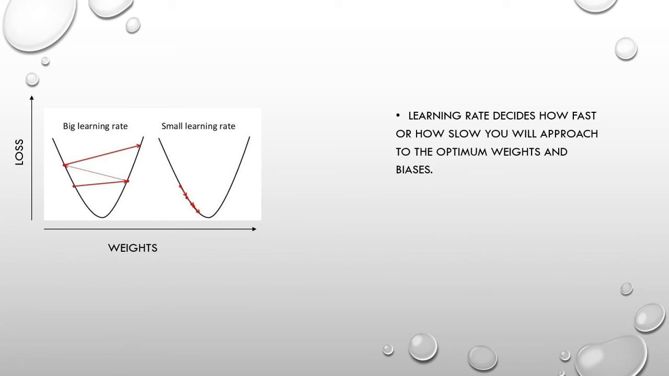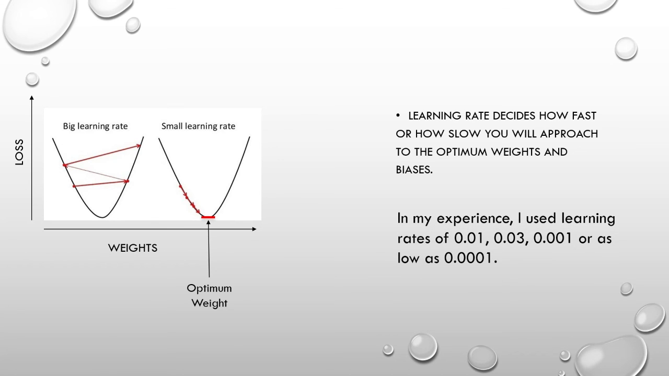Learning rate decides how fast or how slow you will approach the optimum weights and biases. If you plot weights and loss, the graph should ideally look something close to this shape, and your optimum weight should lie at the bottom like this. The losses should approach the optimum slowly. If we are not careful about choosing the right learning rate, it can keep overshooting like this instead of going to the optimum. The algorithm may never converge to the optimum weights. So it is very important to find the right learning rate, and it may take some trial and error.